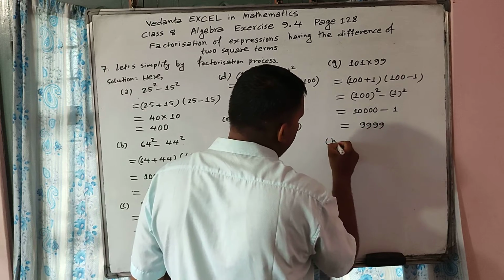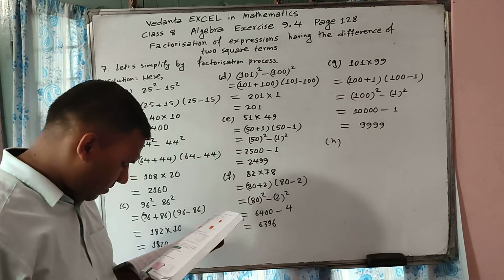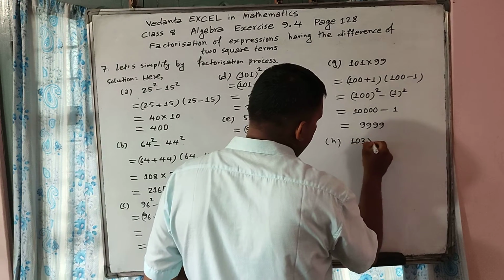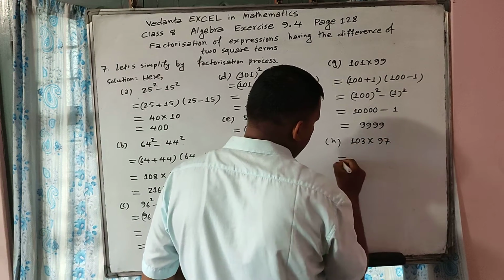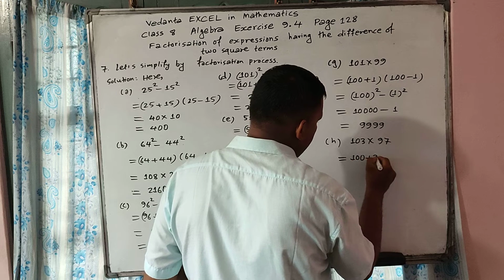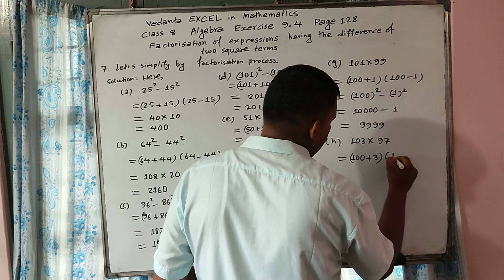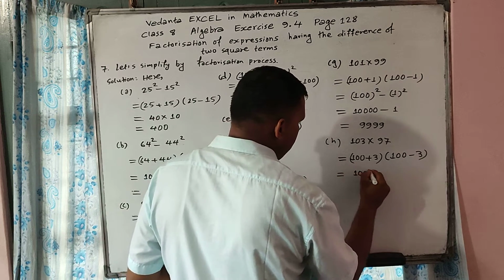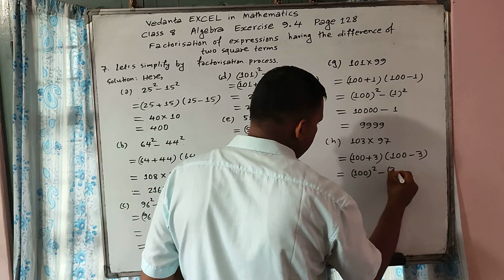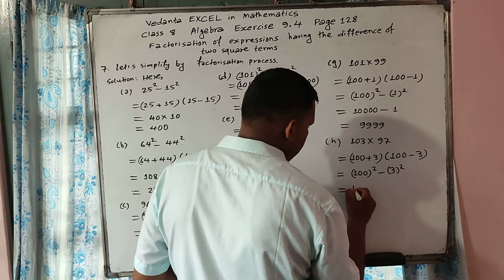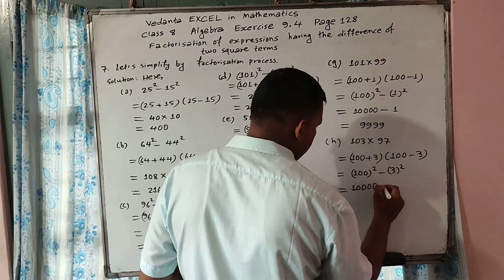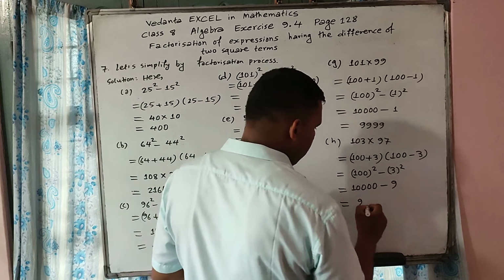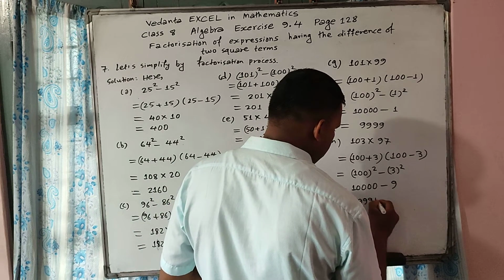9,999. On X here, 103 into 97. 103, that is 100 plus 3. 97, that is 100 minus 3. That is equal to 100 square minus 3 square. 100 square is 10,000. 3 square is 9. So 9,991.